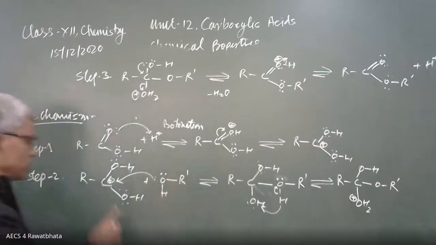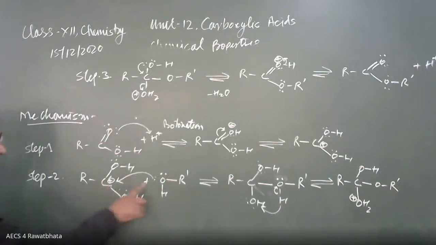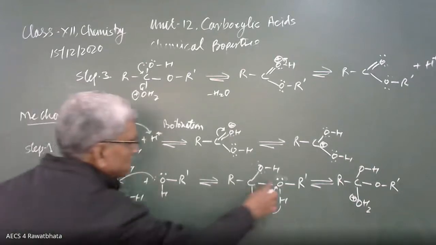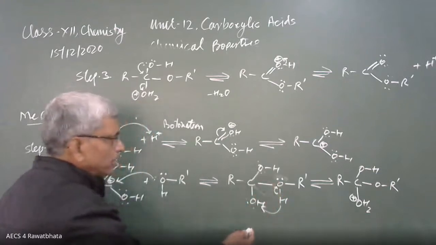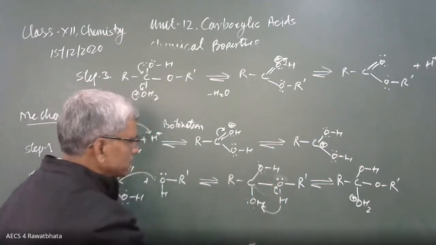Then this positive charge carbon is attacked by alcohol, where this type of attack takes place. This type of arrow we have to mention. These pi electrons are responsible. This lone pair of electrons is responsible for this joining. This carbon joins with oxygen by means of this covalent bond, and here the positive charge transfers somewhere.